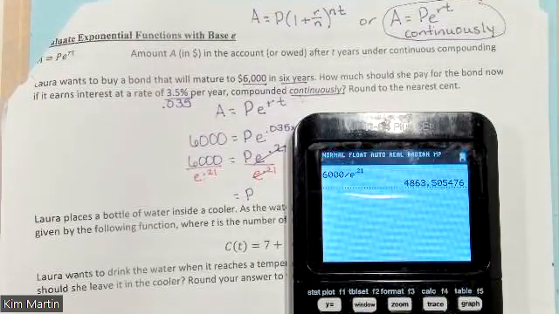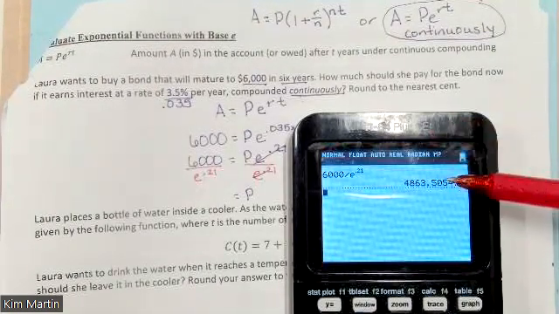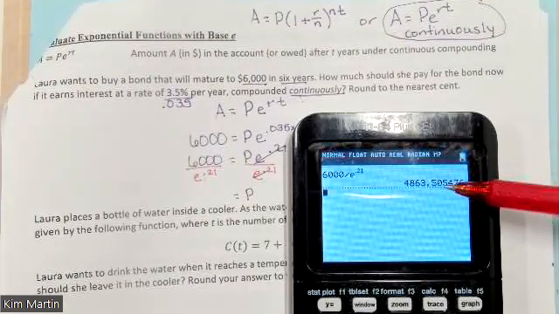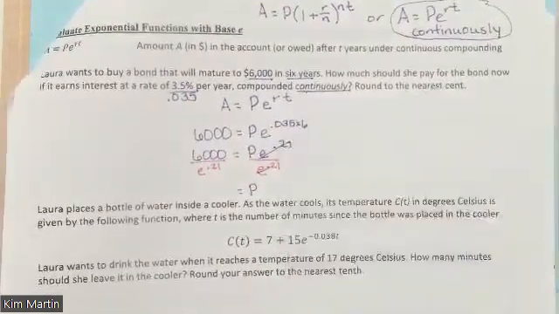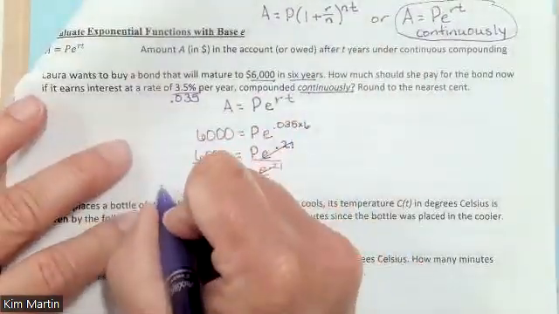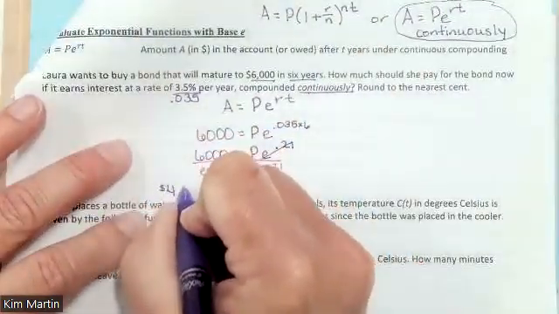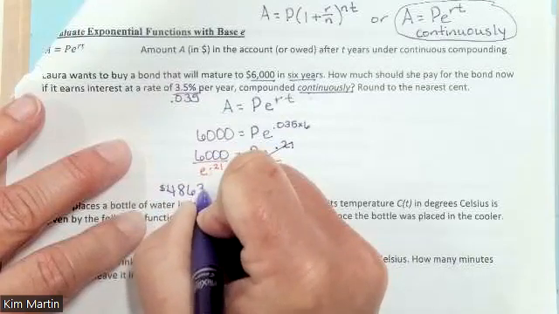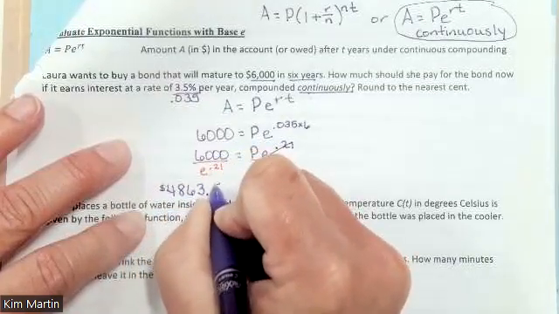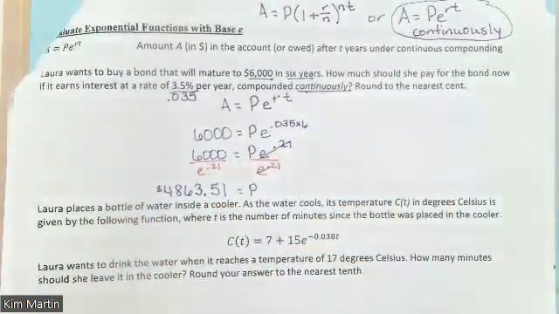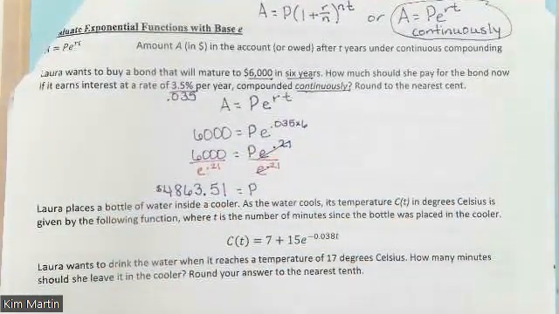And it says round to the nearest cent because we're talking about money. So is this going to be closer to 50 cents or 51? This is 51, right. So we have $4,863.51.